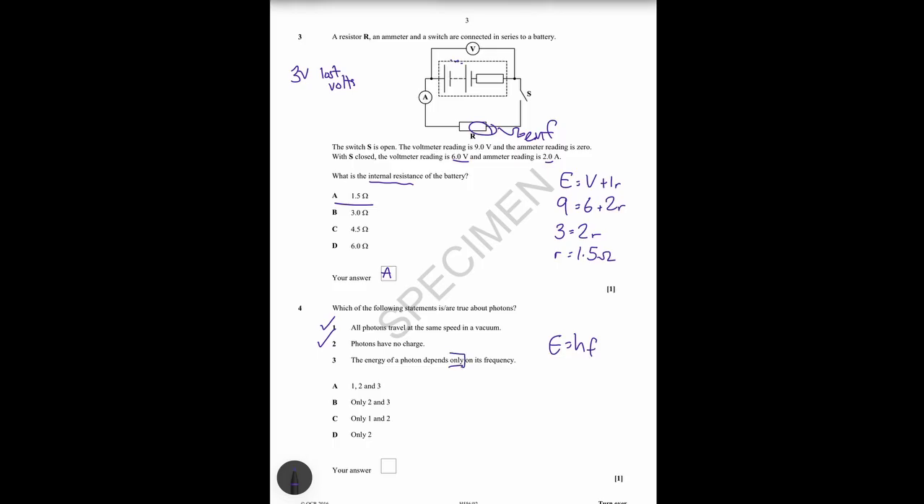So does it depend only on its frequency? Yeah, it does. Some people might be saying, oh, well, what about wavelength? Well, that's because wavelength is linked to frequency, so it still depends only on its frequency. So I'm happy that they're all correct. And is there an option that says 1, 2, and 3? Yeah, there is. So the answer here is A.